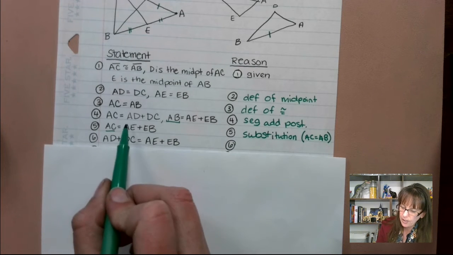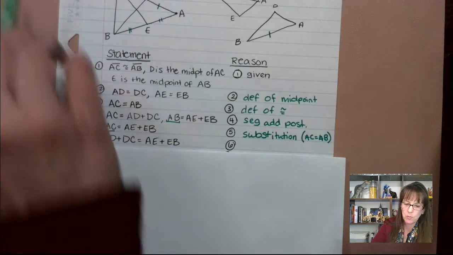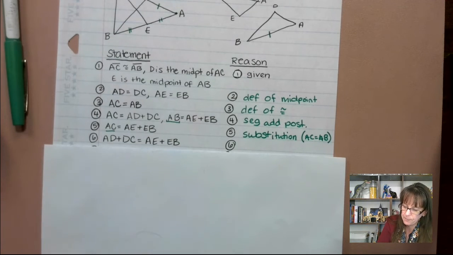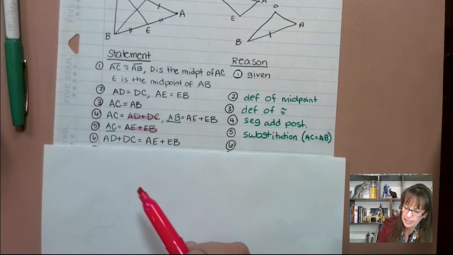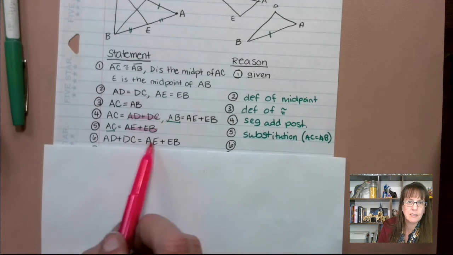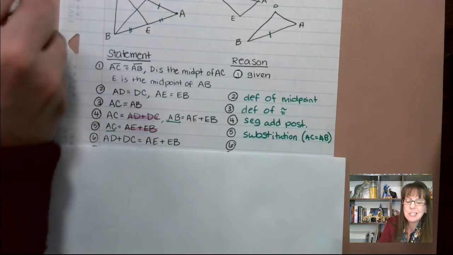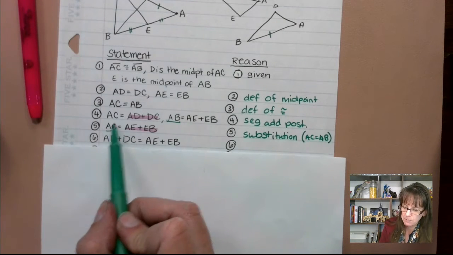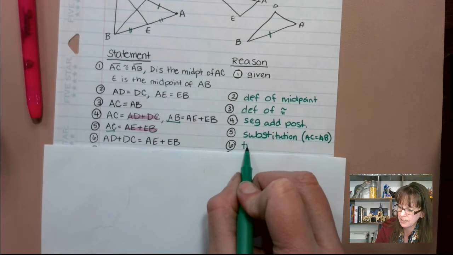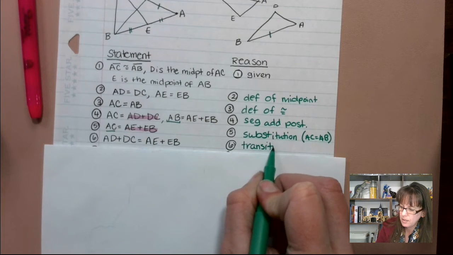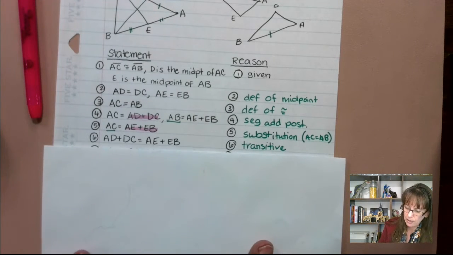Well, it looks like since we said AC equals all this garbage right here, and AC equals all this garbage right here, we might as well say that that equals each other, right? And that is the transitive property. All we did was cut out this middleman of AC and set them equal to each other. So that's a transitive property. Okay, so taking a look at our next one.